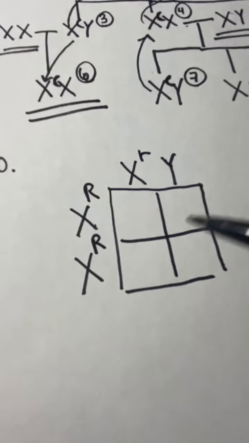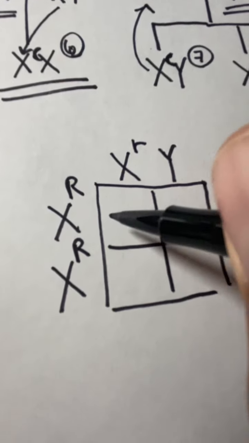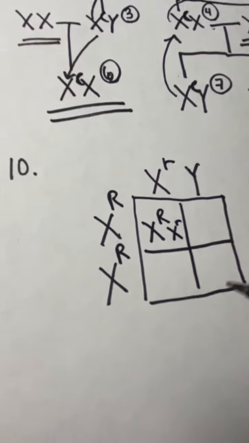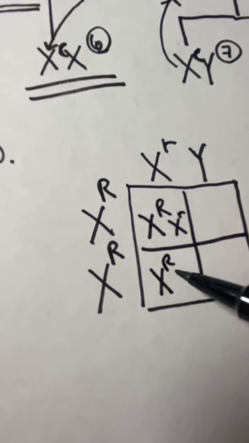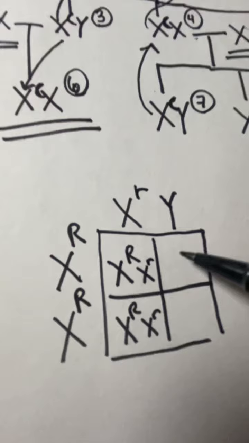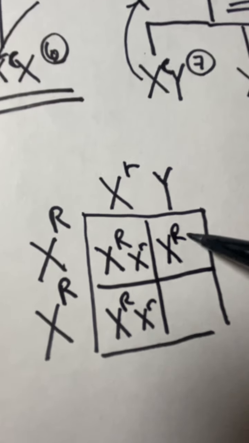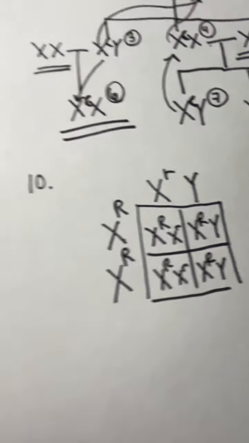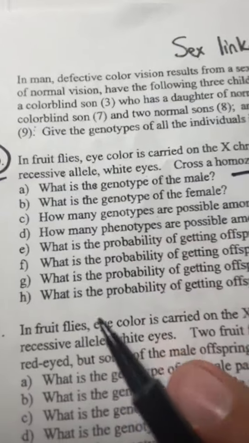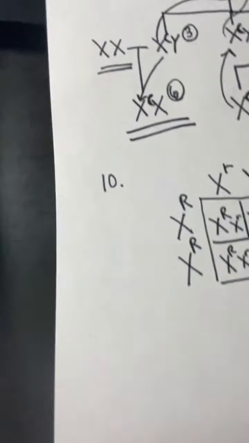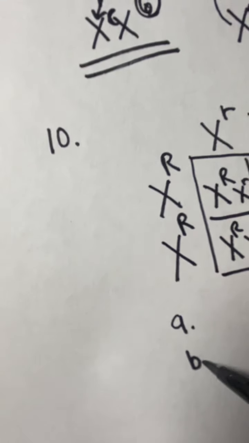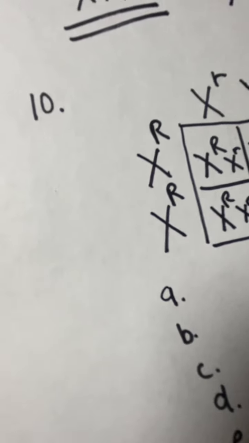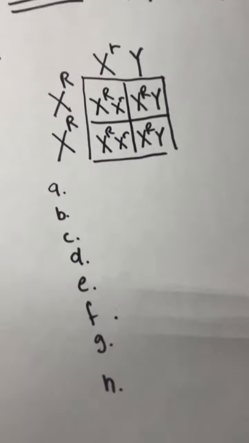Now, we just do the Punnett square and put those letters in the boxes. So we have here X capital R, X lowercase r. X capital R, X lowercase r. Over here, X capital R, bring the Y down, and then X capital R, bring the Y down. Now we have some questions A through H, but they're really simple and they're really quick to answer. So A, B, C, D, E, F, G, and H. I'm going to label them on my paper.